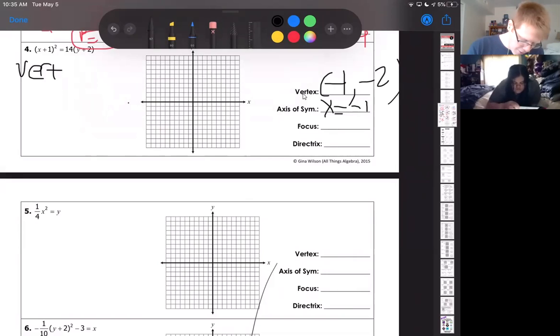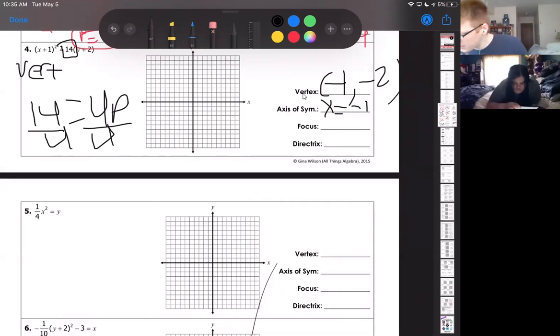So to find your p-value, remember you look at the number in front of your second variable, so that'd be 14. That would be the 4p part of your formula. So divide by 4. 14 divided by 4 is 7/2, or probably easier to think of it as a decimal, so 3.5. Since it's positive 3.5, and since it's vertical, it would open up.